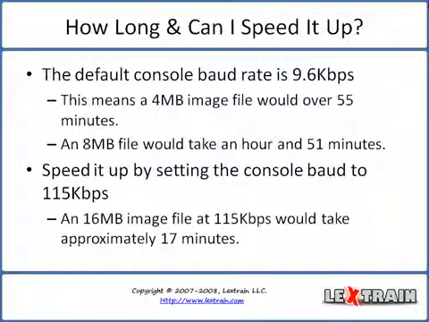In this slide, I'm going to answer two of the common questions that everybody has about xMODEM, which is how long it takes and how you can speed it up. The default console baud rate for a Cisco device is 9600 bits per second, 9.6 kilobits per second, and that means that it would take a 4 megabyte image file over 55 minutes to xMODEM, and an 8 megabyte image file would take over an hour and 51 minutes, approximately 2 hours. You can speed this up by setting the console baud rate to 115,200 bits per second, whereas a 16 megabyte image file would take approximately 17 minutes to xMODEM.